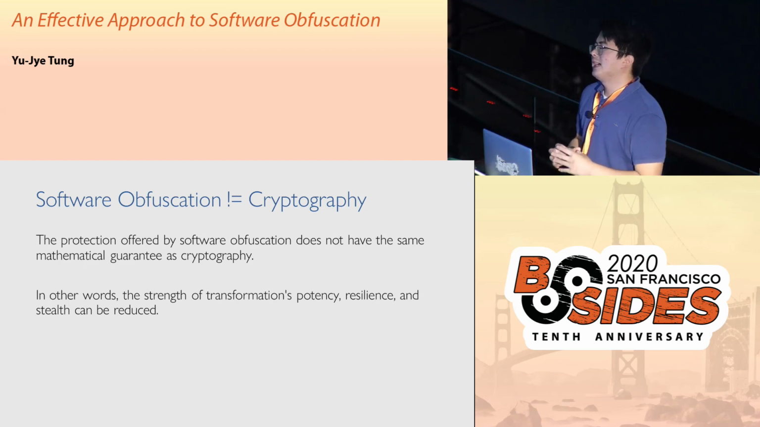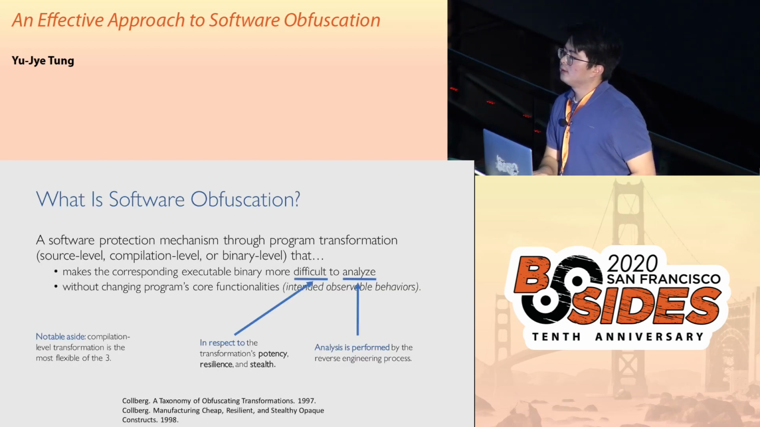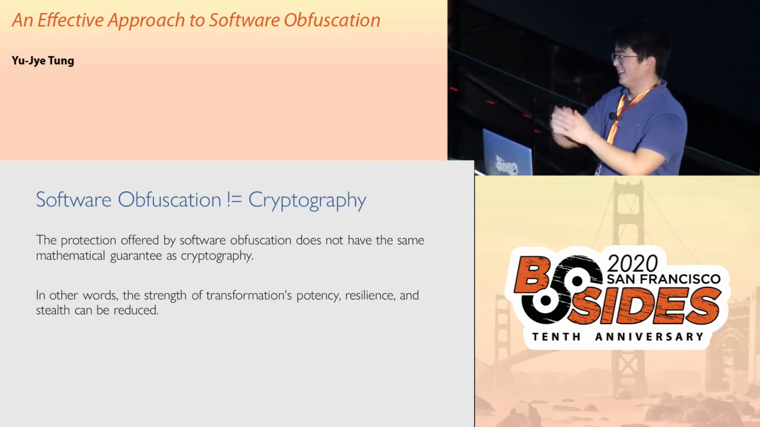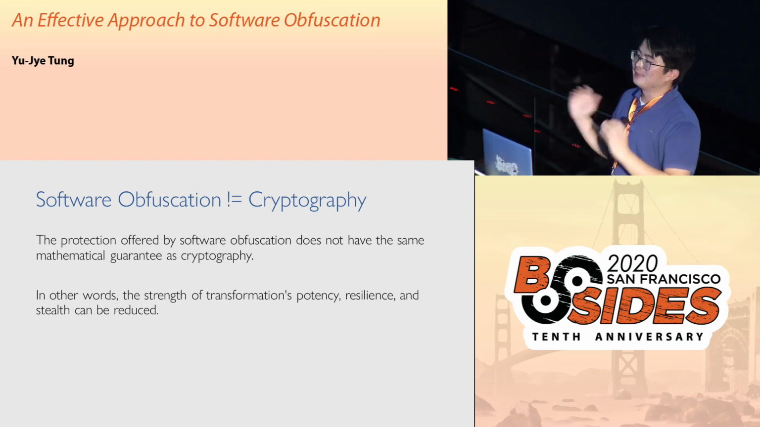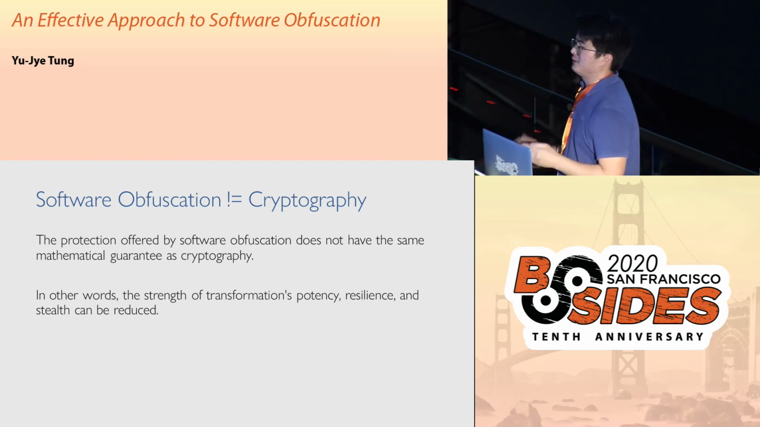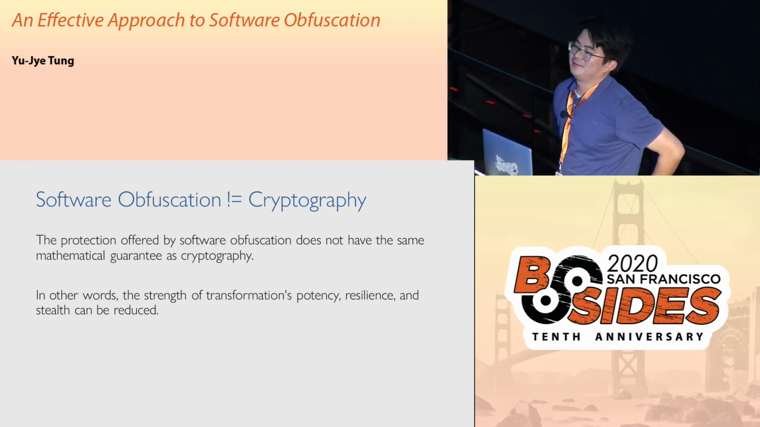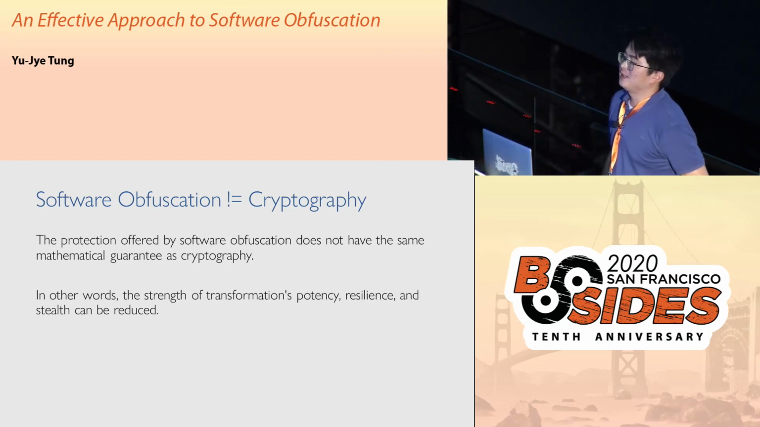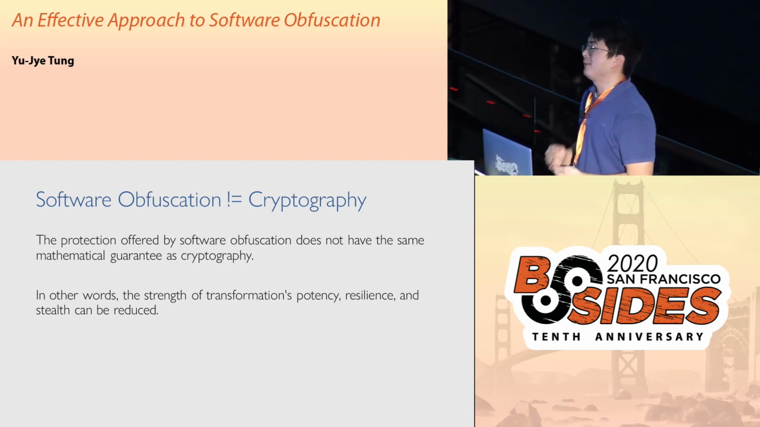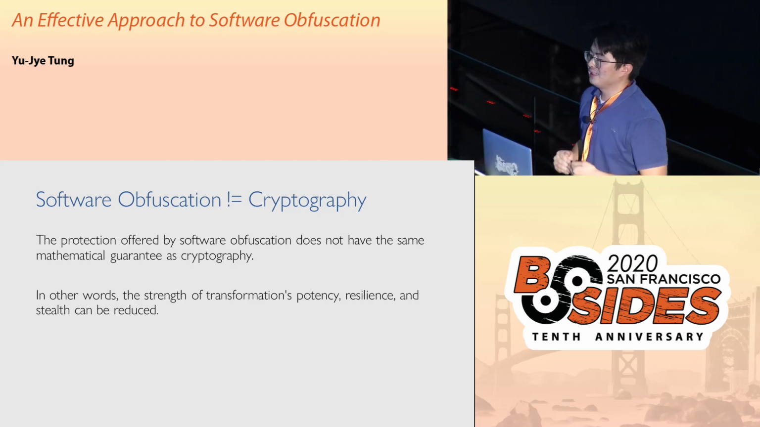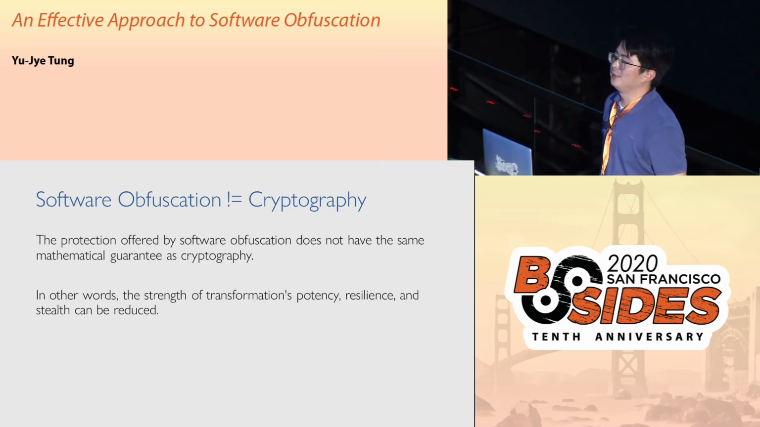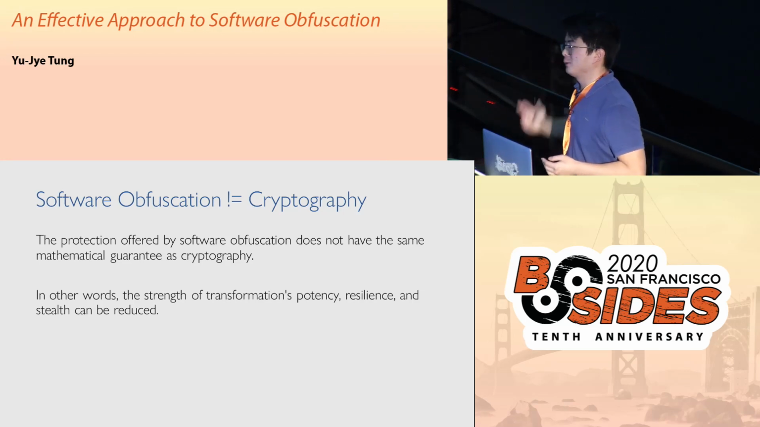One big distinction that I must make is that software obfuscation is not the same as cryptography. The protection offered by software obfuscation does not have the same mathematical guarantees as cryptography. For example, we cannot make statements such as, it will take 2,000 years of a 2.2 GHz single-core CPU to undo the said transformation.